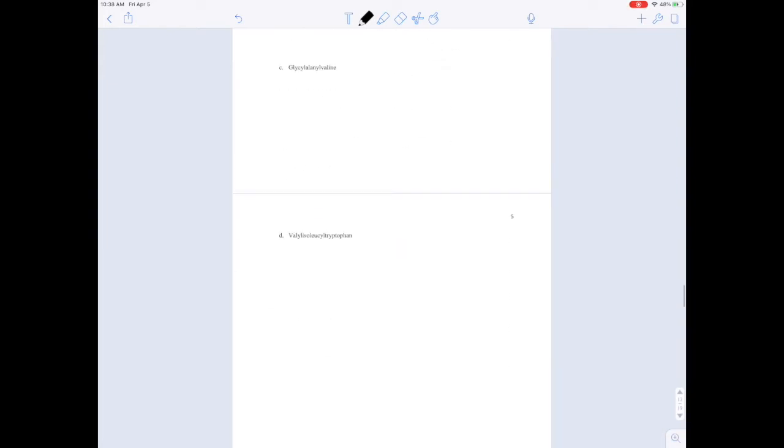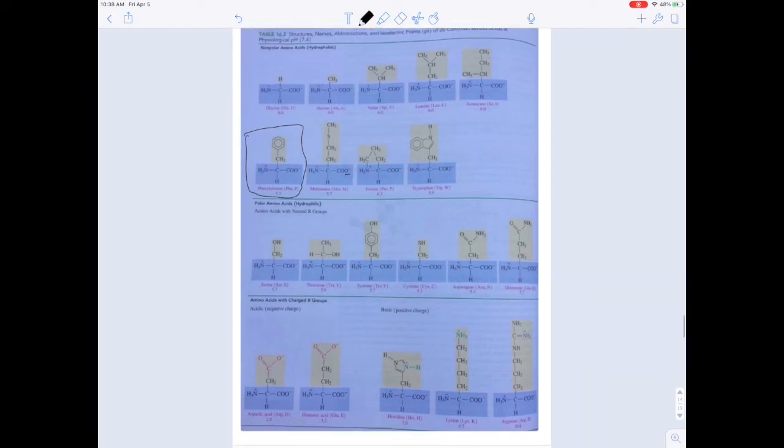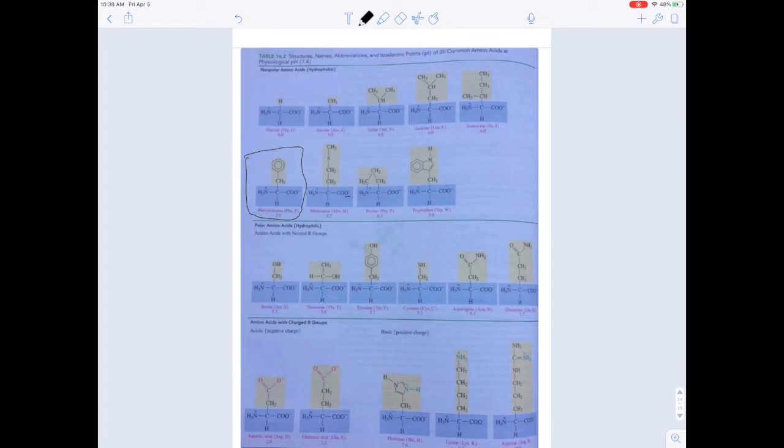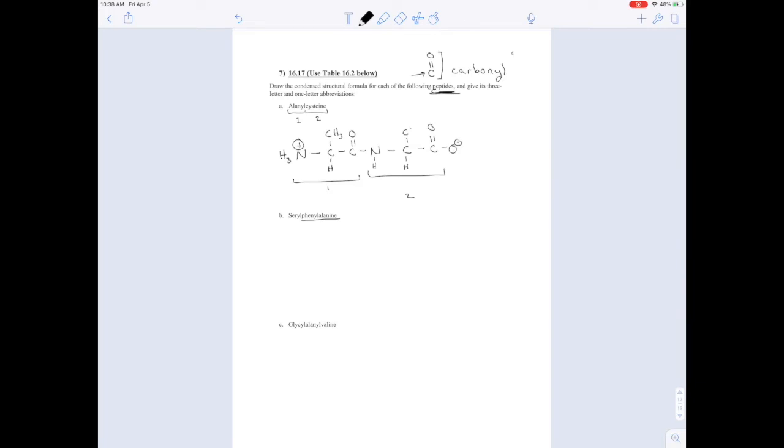For cysteine, the amino acid we're looking at is cysteine. On this table, it's right here. And the R group for that is CH2SH. So we have CH2SH. And that is the structure for this peptide.